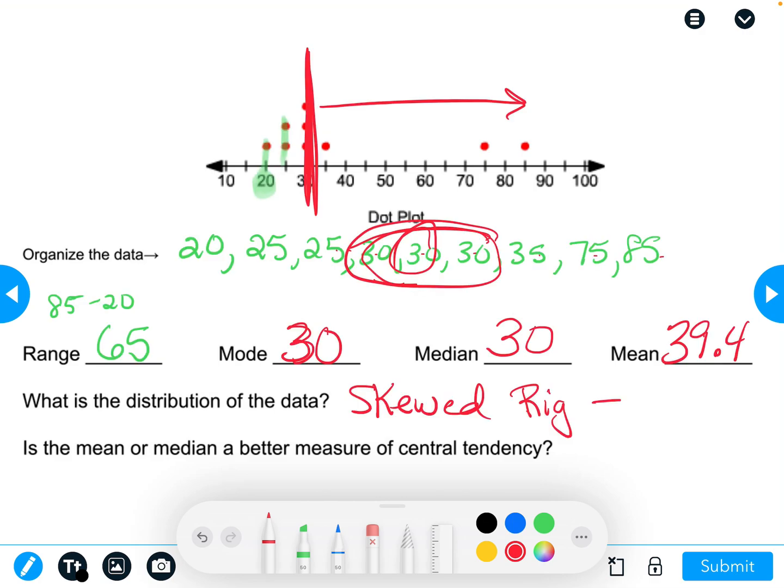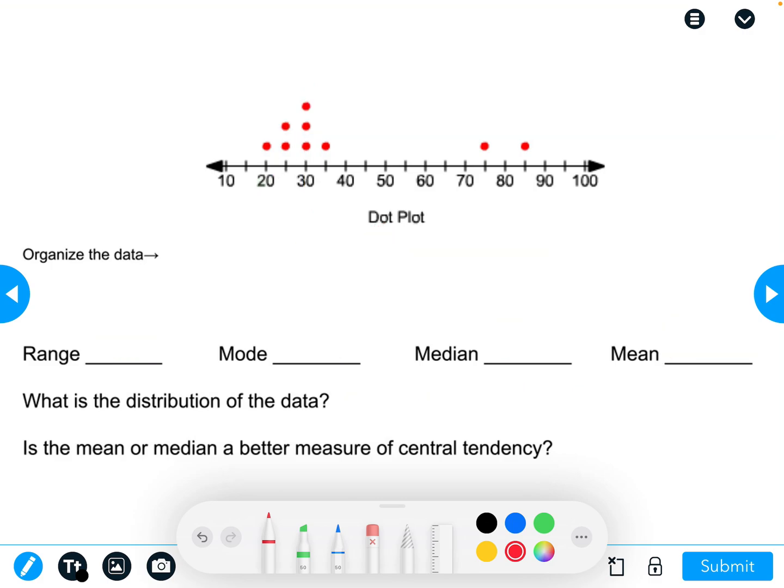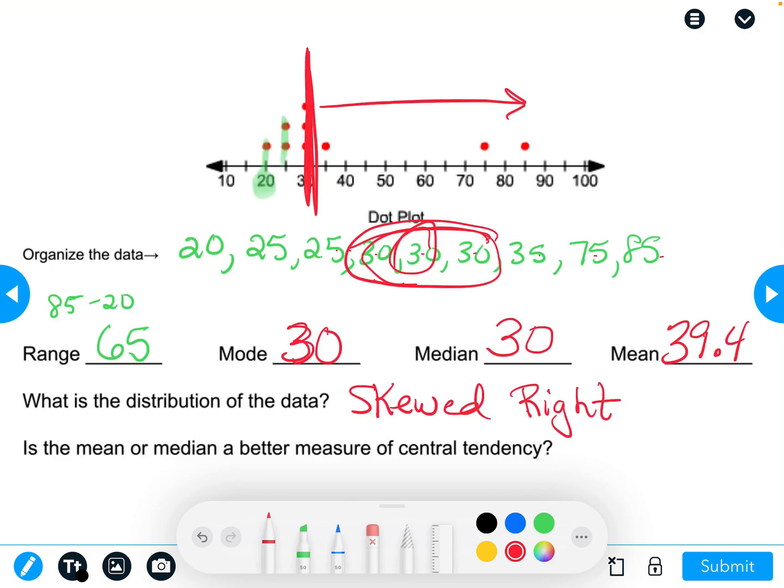And then finally, is the mean or median a better measure of central tendency? Because the data is skewed, we would say the median is a better measure of central tendency.